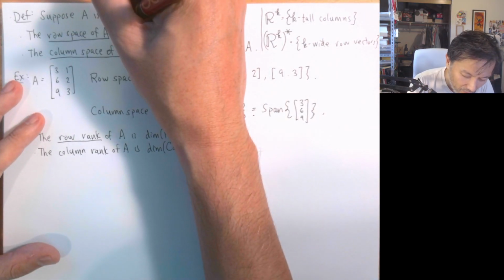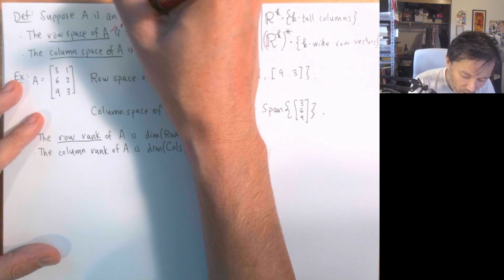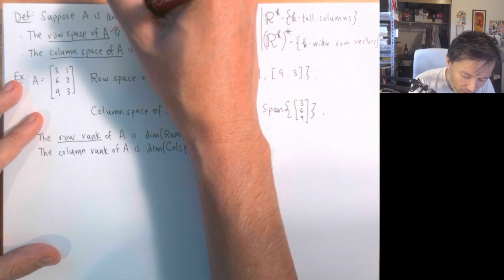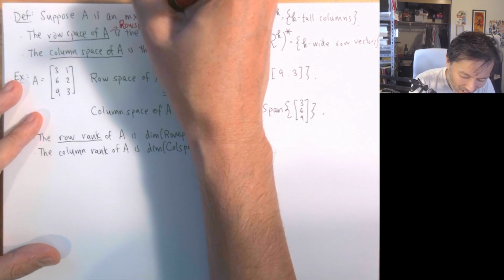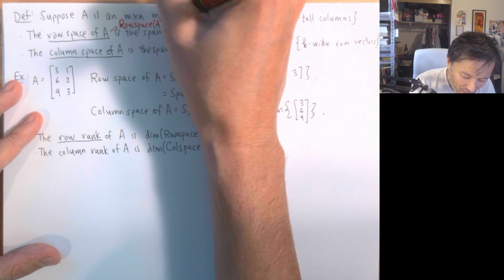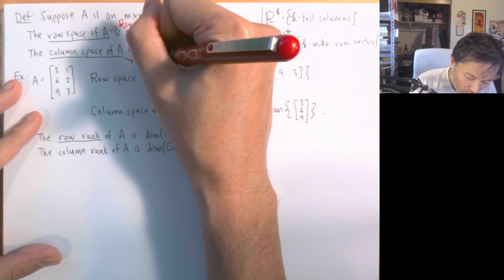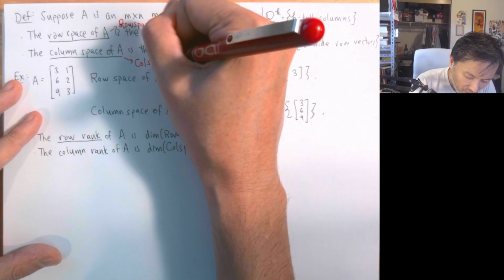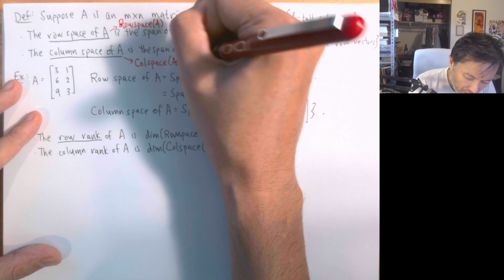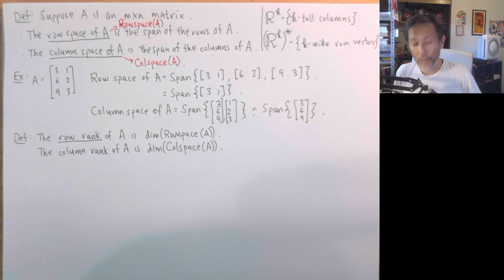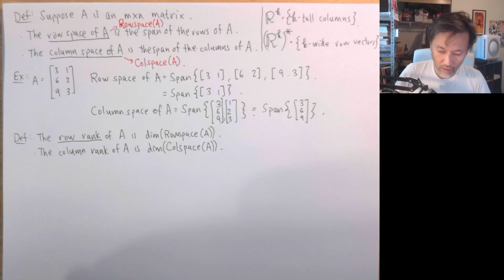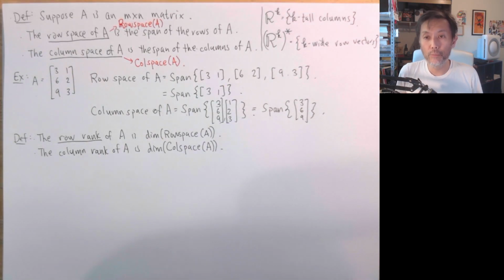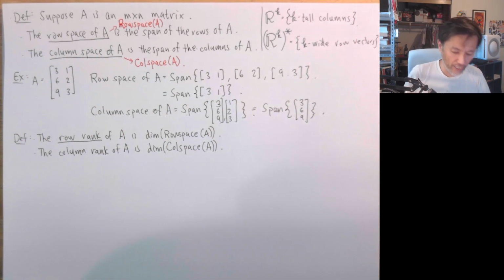The row space of A here is denoted row space of A, and the column space of A is denoted col space of A. Okay. So these are vector subspaces of a familiar space associated to a matrix. Okay, great.